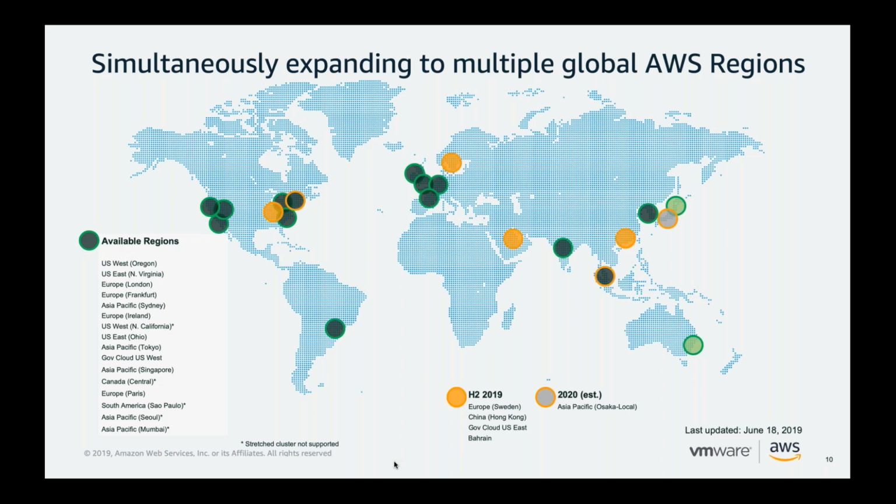And then in the second half of 2019, Europe Sweden, China, Hong Kong, GovCloud US East, and then Bahrain. And then also in 2020, Asia Pacific Osaka. But we're looking to expand this out throughout the regions where AWS has, and then to make VMware Cloud on AWS available in those particular regions.